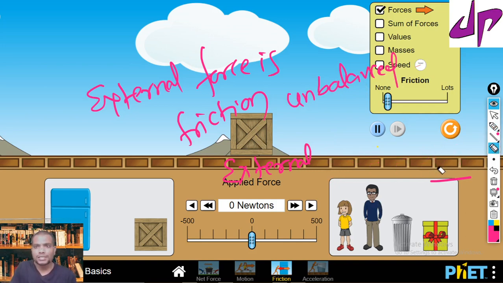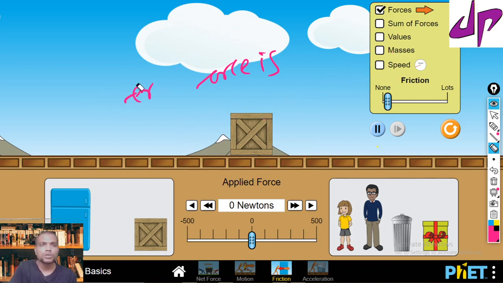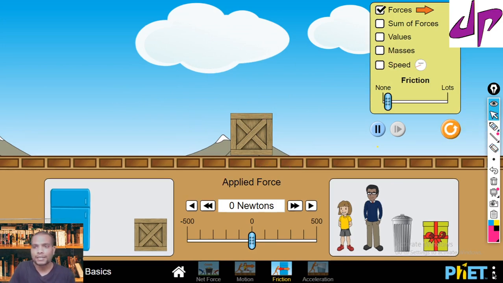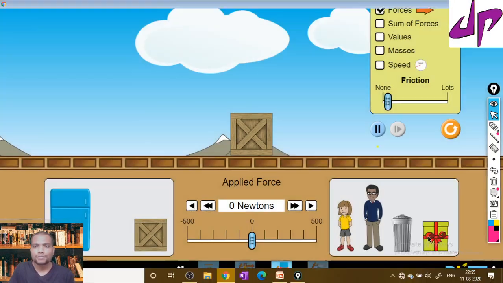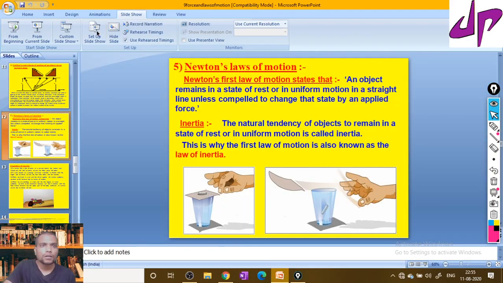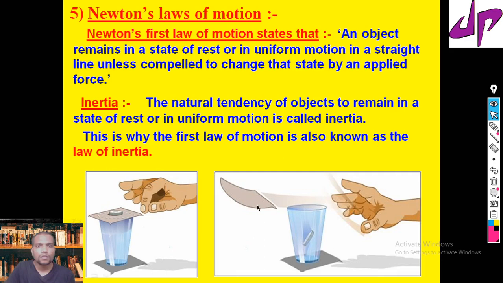So this is the law given by Newton. That's why this is also known as Newton's first law of motion, or it has another term, which is known as the law of inertia. Now again I want to give the final statement about Newton's law. An object remains in the state of rest.